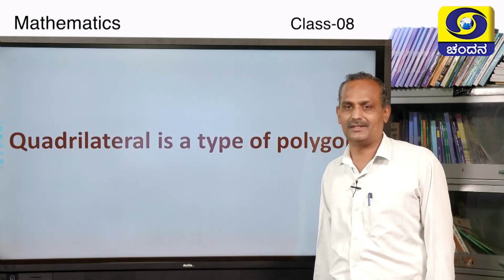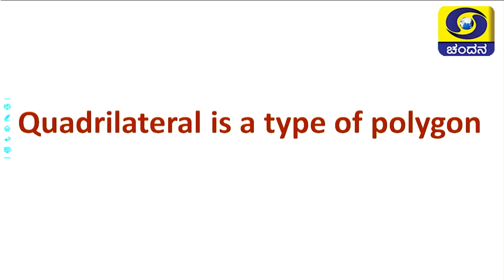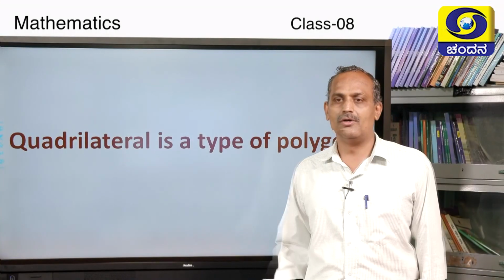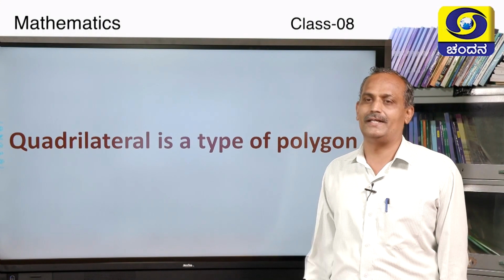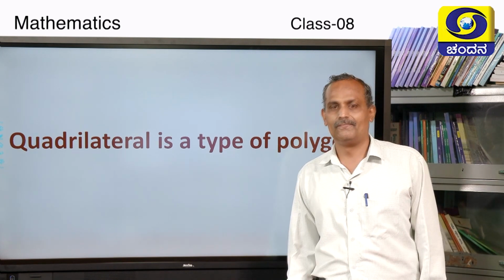Let us move further. So, we can define it. Quadrilateral is a type of polygon. It is a polygon because it has 4 sides. So, a polygon is defined by using the number of sides. So, quadrilateral is a type of polygon. Note down the definitions. Now, let us move.